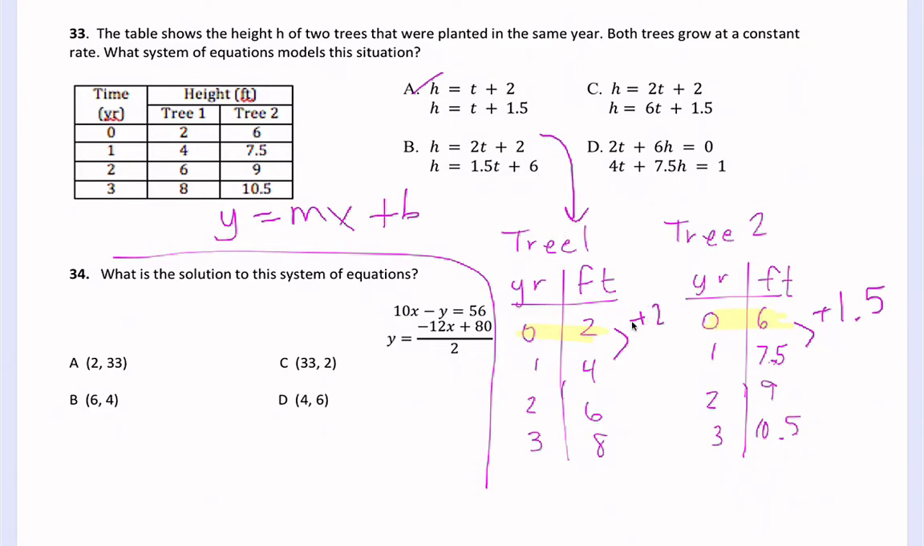Notice our slope is 2, the rate at which it's growing, and its y-intercept is also 2. But let's check the second one. So this one tells me the slope is 1.5 and the y-intercept is 6. Well, that one does match tree 2. Notice my slope is 1.5, it's growing by 1.5 every year, and its y-intercept, its starting point, was 6. So the answer is B.